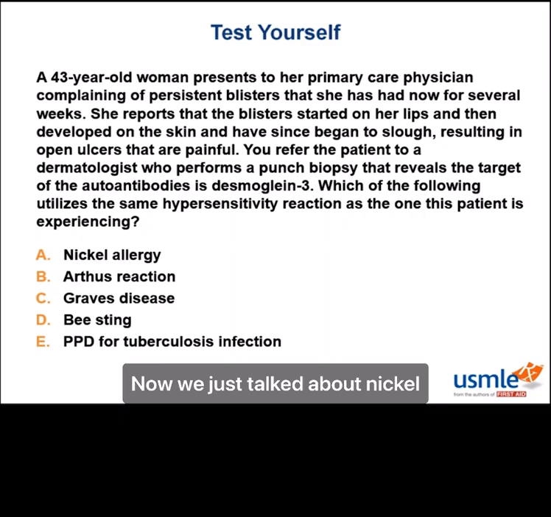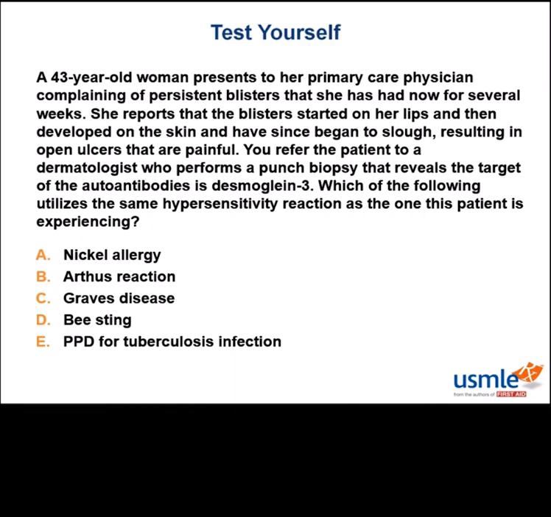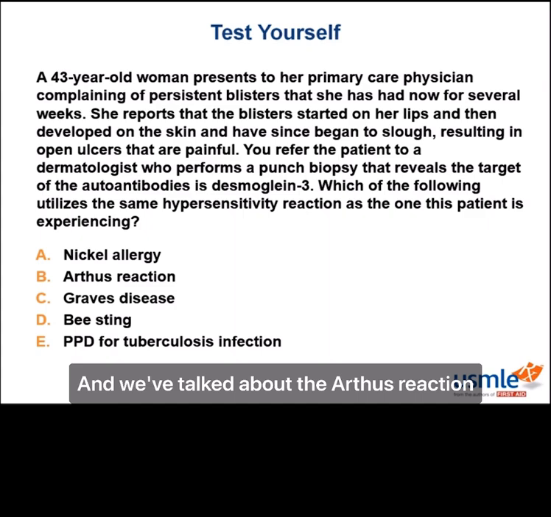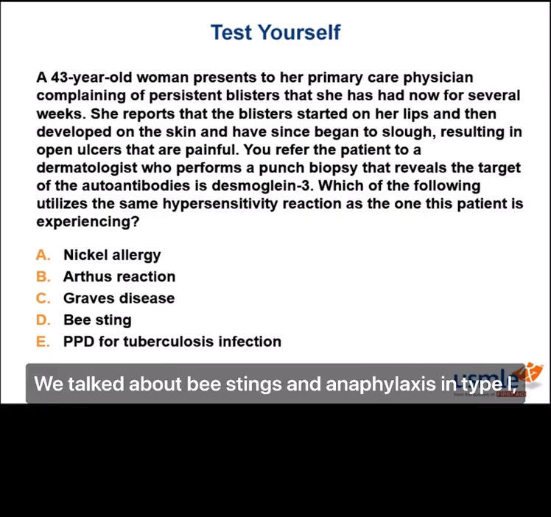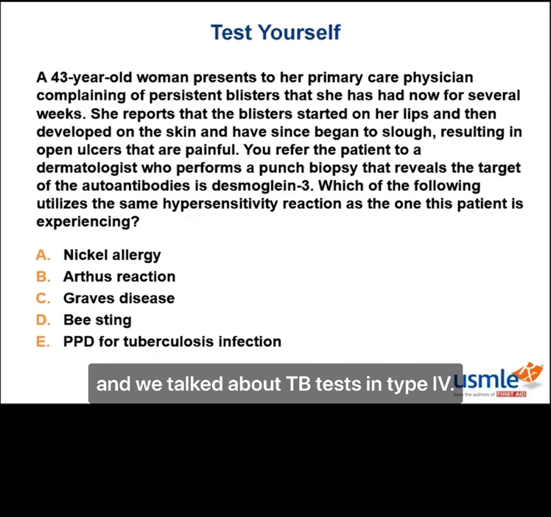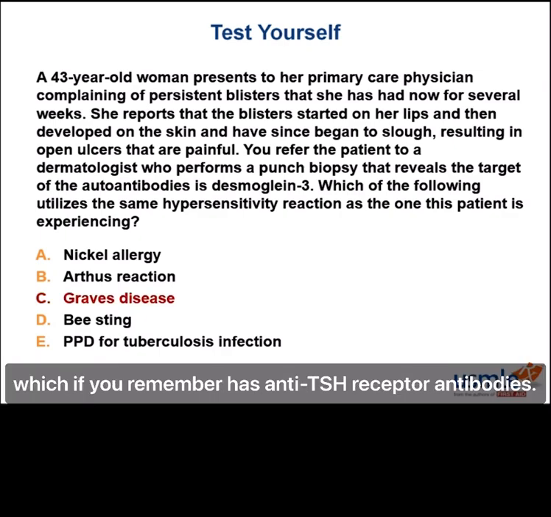Now, we just talked about nickel as contact dermatitis in type 4, and we've talked about the Arthus reaction as a type 3 hypersensitivity reaction with immune complexes. We talked about bee stings in anaphylaxis in type 1, and we talked about TB tests in type 4. So the only one left is Graves' disease, which, if you remember, has anti-TSH receptor antibodies.